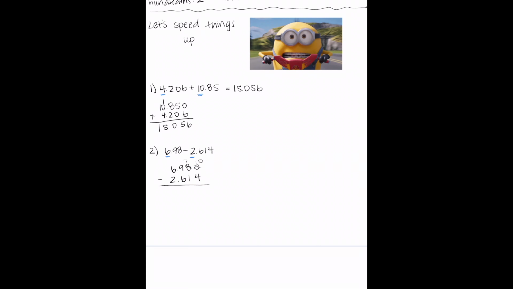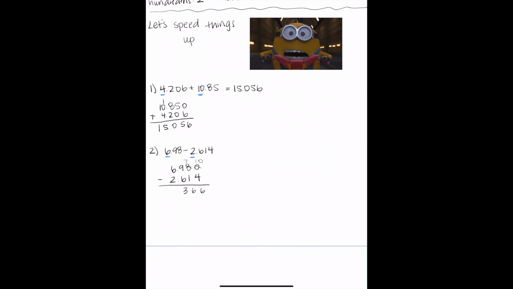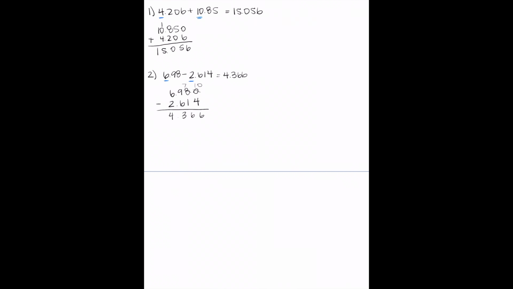We'll go through, we'll borrow, 10 minus 4 gives me 6, 7 minus 1 gives me 6, 9 minus 6 gives me 3, and 6 minus 2 gives me 4, so we'll get 4.366 as our answer for number 2. All right, you guys, let's move on to number 3 now.